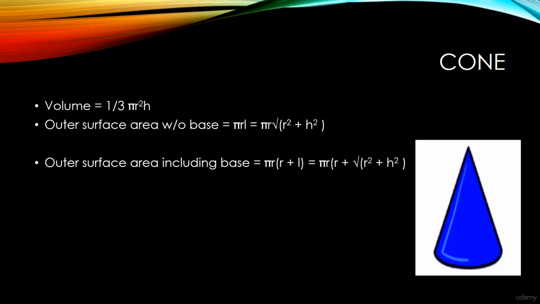Important results include volume is equal to 1/3 pi r square h. Outer surface area without base is equal to pi r L, which is equal to pi r into square root of r square plus h square. Outer surface area including base is equal to pi r into (r plus L), which is equal to pi r into (r plus square root of r square plus h square).